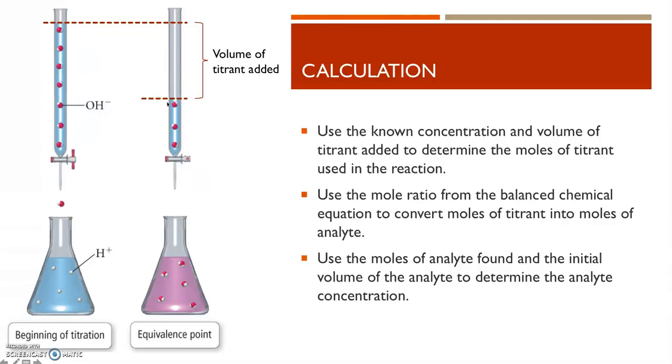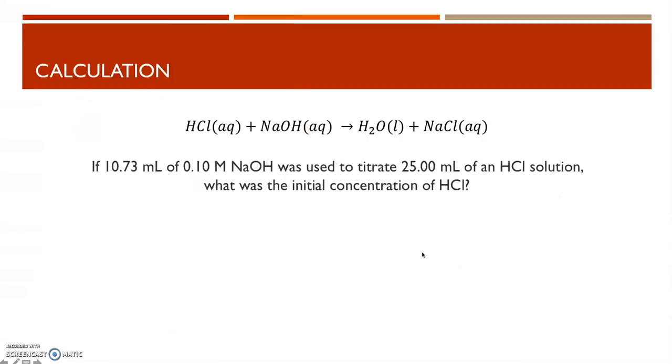You use the concentration of the titrant then to find the moles of titrant, and then use the mole ratio from the balanced chemical equation to convert moles of titrant into moles of analyte. And then you use the moles of analyte and the volume of the analyte that you started with to find the concentration of the analyte. So we can walk through this set of calculations.